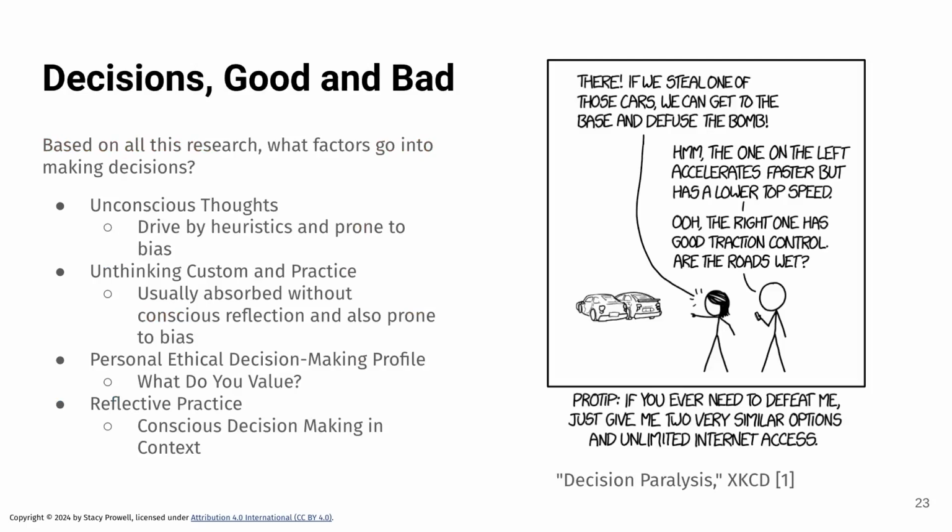So we make decisions. What goes into that? What does the research tell us goes into that? Unconscious thoughts, right? We are driven by heuristics, and we're prone to bias, and we all are, all the time. And sometimes that's helpful, and sometimes that's not helpful. There's unthinking custom and practice. This is stuff you've absorbed from your family, or from your church, or from your community, or from your friend group. You've absorbed a set of things so that you fit in with them, you get along with them.